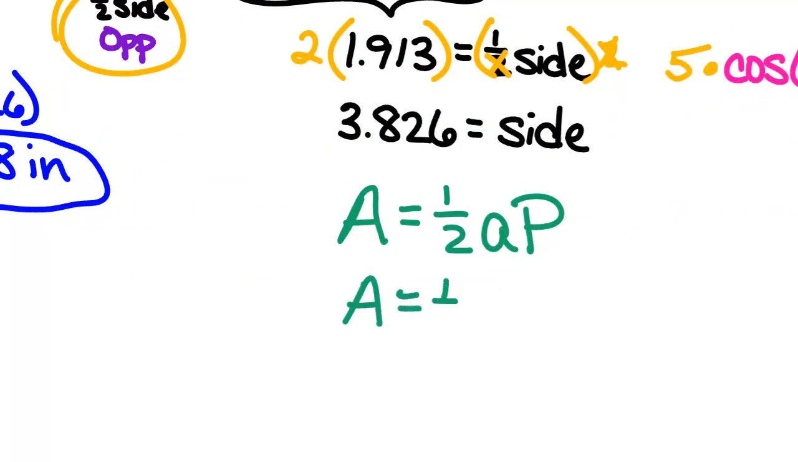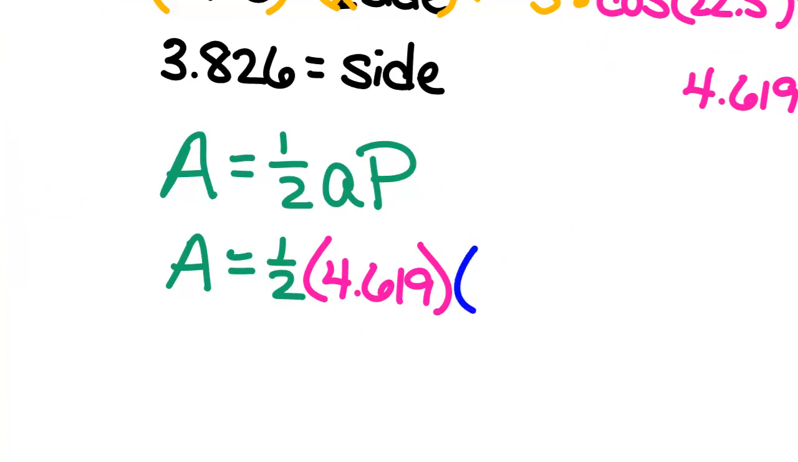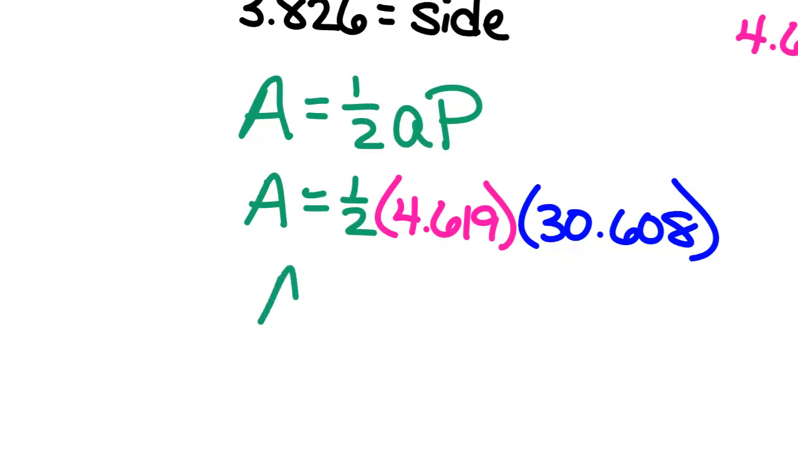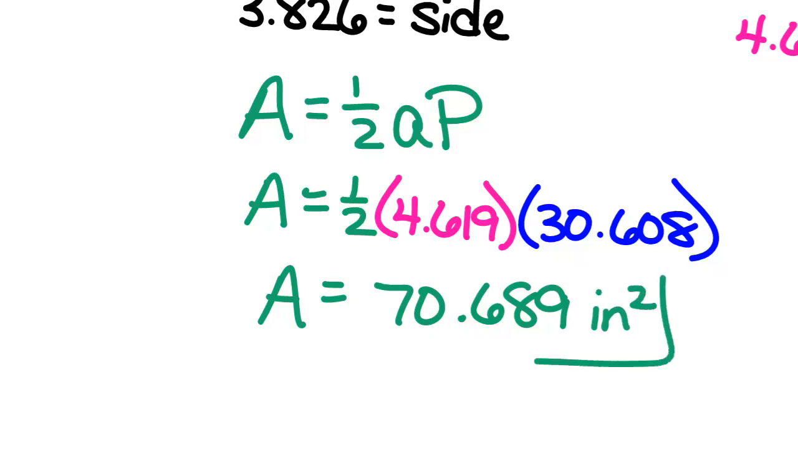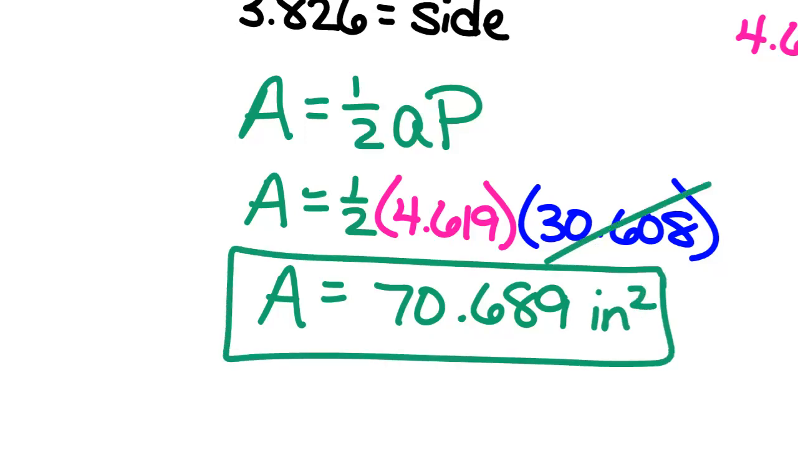Area is equal to 1/2 times 4.619 times the perimeter that we already found, which is 30.608. And that gives us an area of 70.689, and that would be inches squared. Yep.